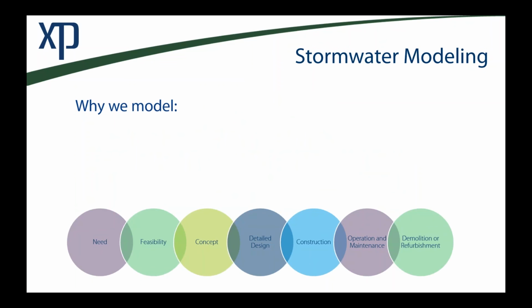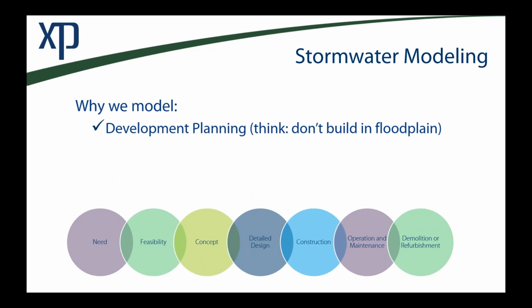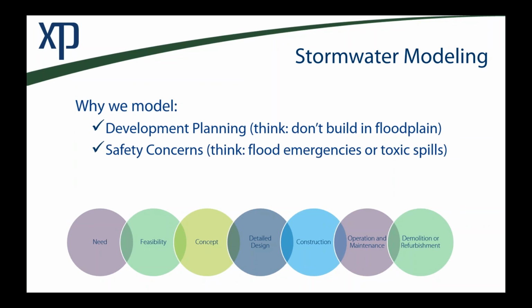So we can jump over to the modeling side now. So why do we model? So the first thing we're going to look at, kind of that development planning point of view. So think about, don't build in the floodplain. Okay, so that's a very real problem in a lot of cases. Portland, Oregon, we have a lot of areas where perhaps people were allowed to build in the floodplain, and now we find that's causing some real issues. So we want to model and find out where the floodplain is. Well, there's also kind of safety concerns tied into that.